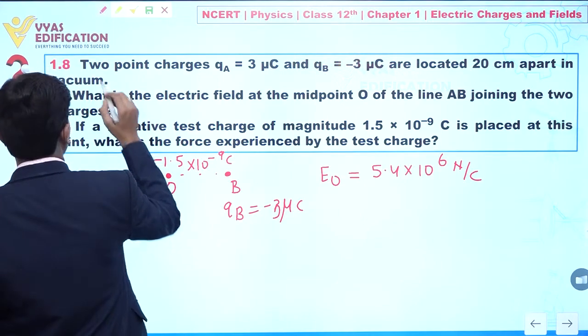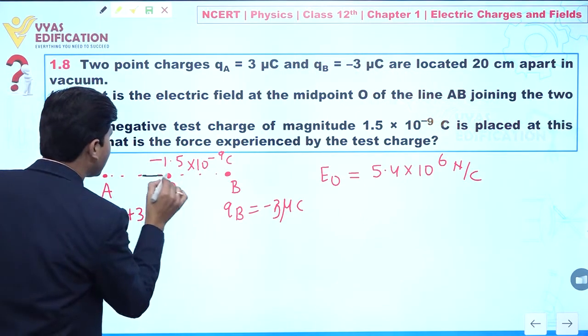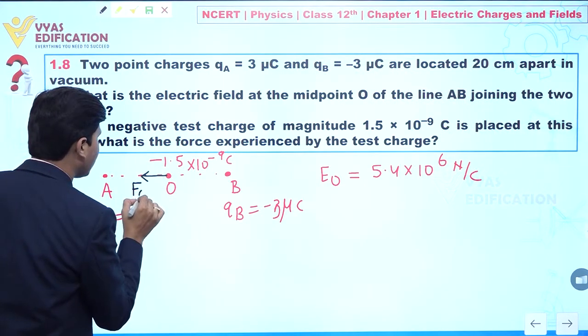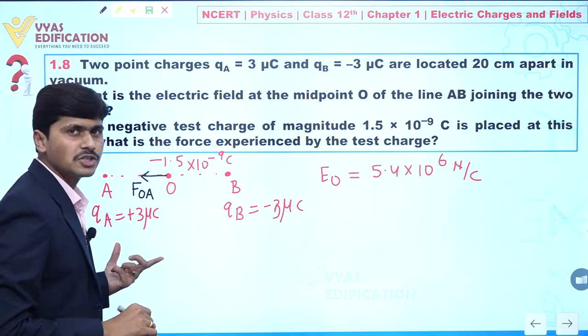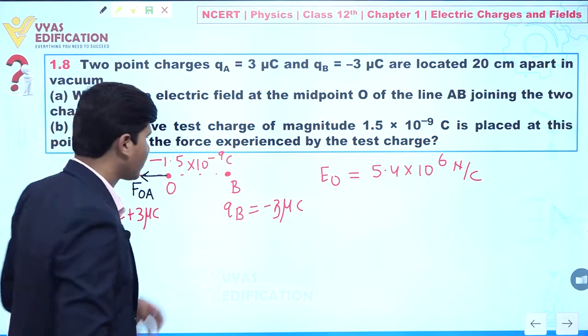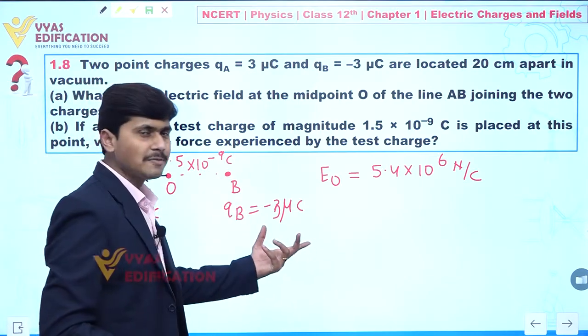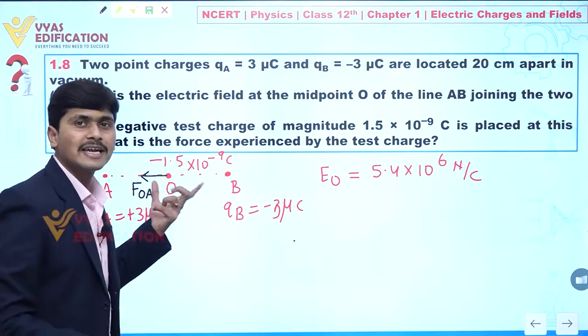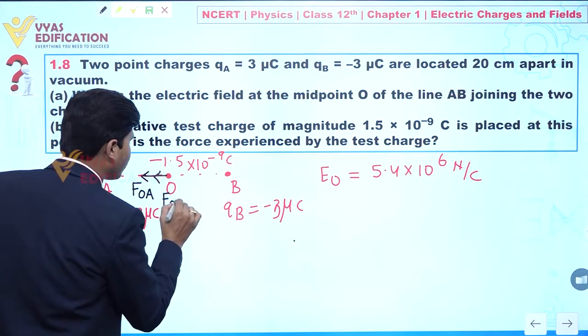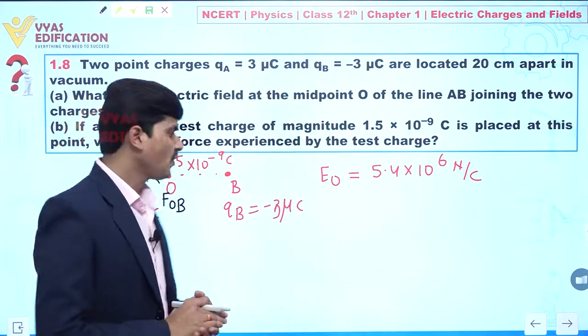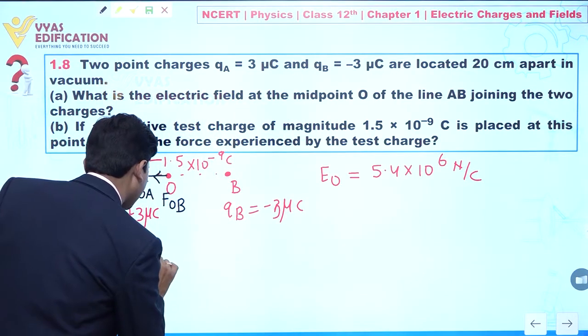So we can write: force exerted by A on O. Clear? This is in this direction because this is positive and this is negative, so an attractive force will act. Here we have negative charge and here we have a negative test charge, so it will repel, and we will find this direction for FOB like this. Clear?